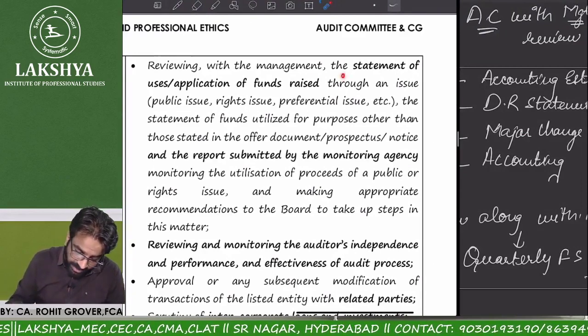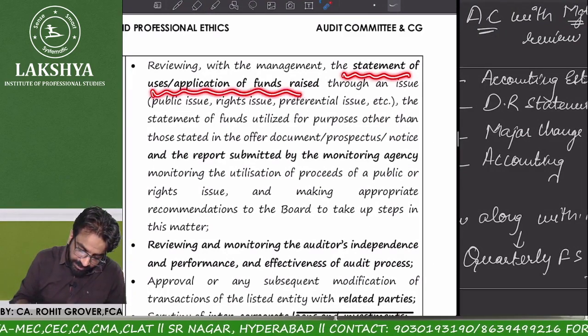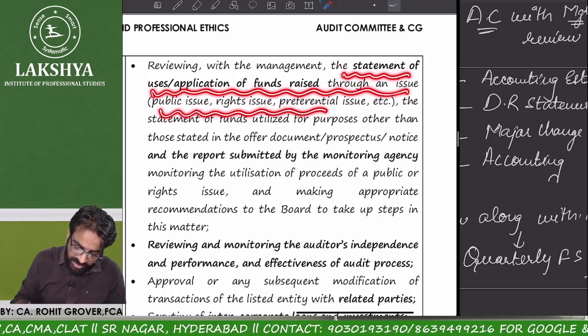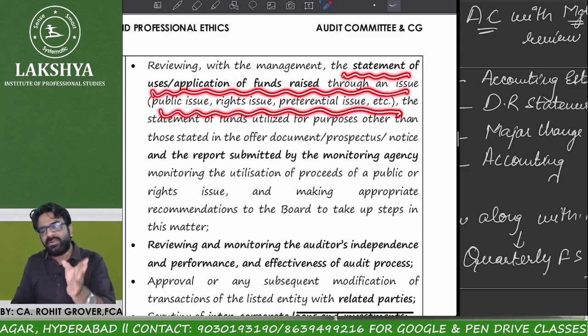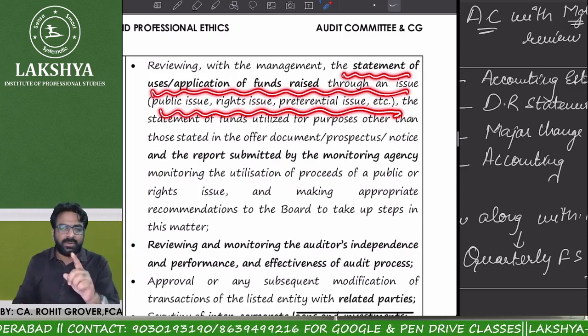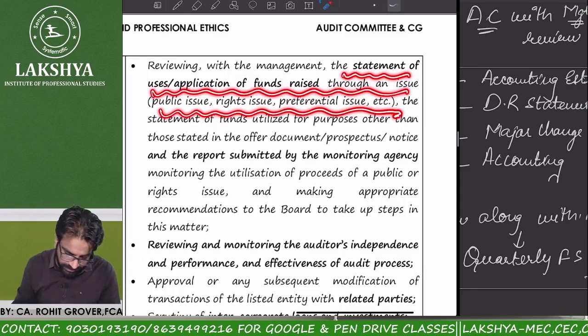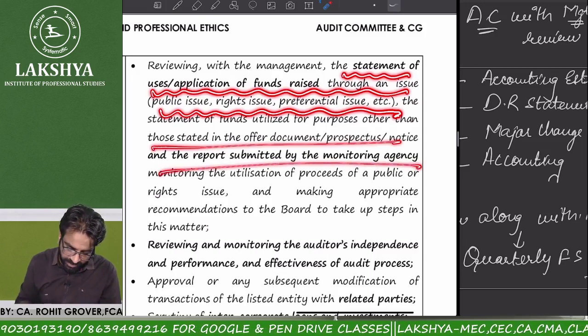Next one. Reviewing with the management the statement of uses and application of funds raised through an issue, public issue and rights issue. So can I say that this point we have already covered in clause number 9 of CARO 2016? Yes, we have covered.